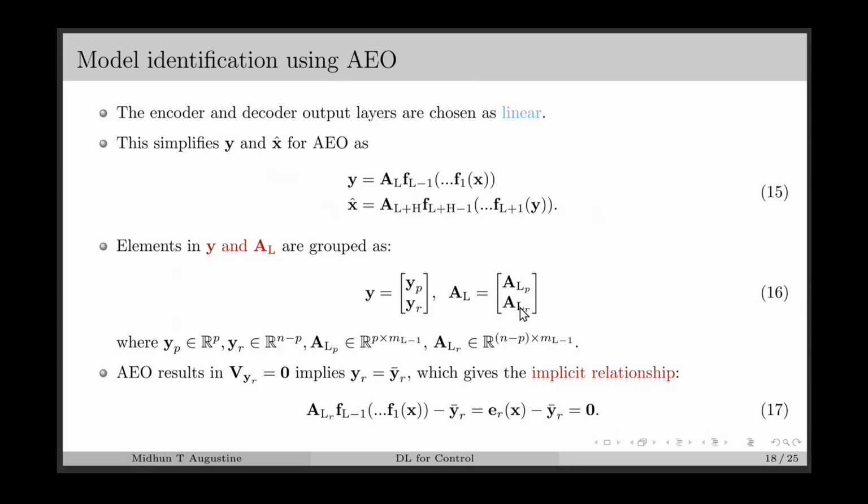If we consider the variance of the residual variables to be zero, in other words, VYR is equal to 0, which implies YR will be equal to YR bar. Since the variance of YR is 0, YR will be equal to a constant vector, which is equal to the mean value of YR. Now from this equation, we have YR equal to ALR times this part, and we have YR equal to YR bar. From these two conditions, we have this function minus YR bar equal to 0, which gives us a nonlinear model in an implicit form.